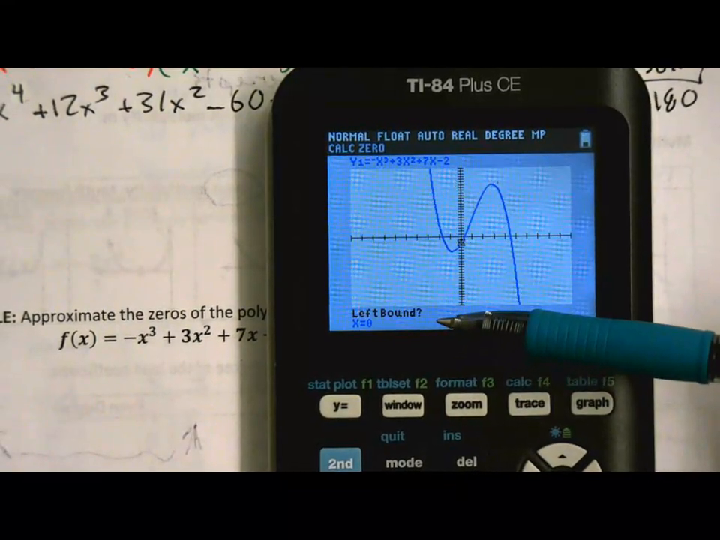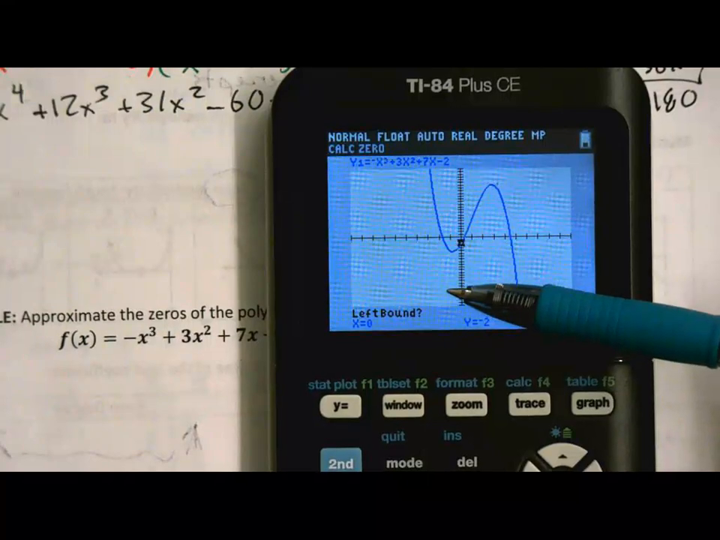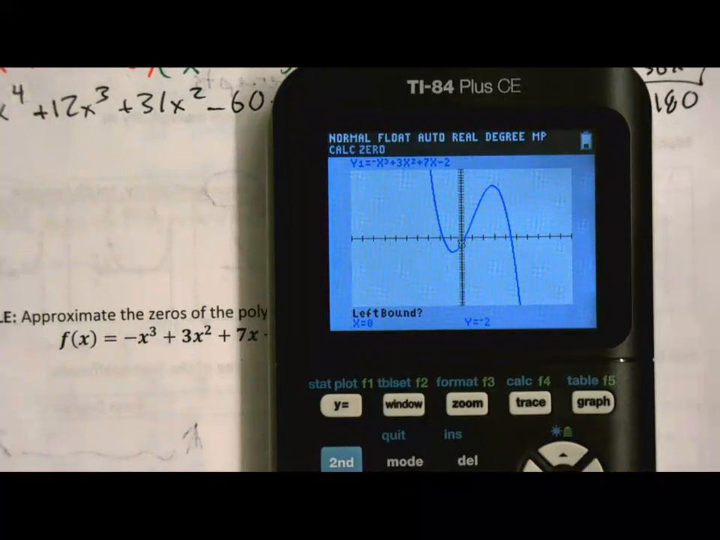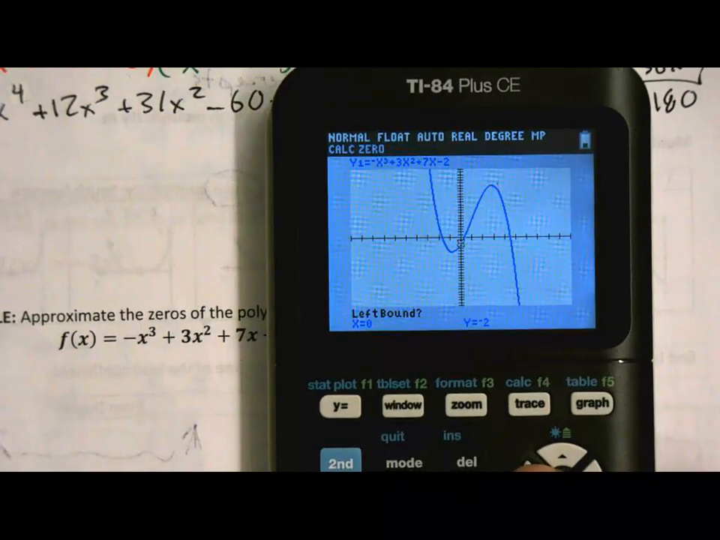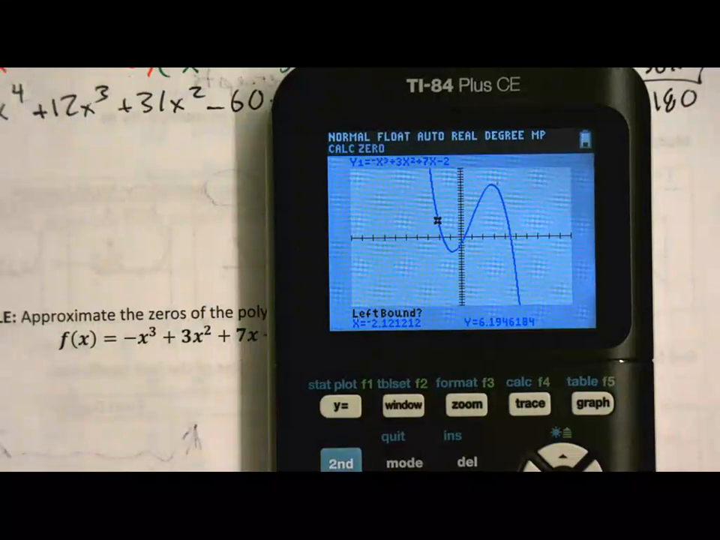You see left bound down there? You guys remember what left bound meant when we were finding turning points? It meant they wanted us to move the cursor a little bit to the left of the thing we were interested in. I'm going to focus on this left intercept right here. So I'm going to use my arrows to move my cursor a little bit to the left of that intercept. How far to the left? That part's not so important. Just make sure it's a little to the left.